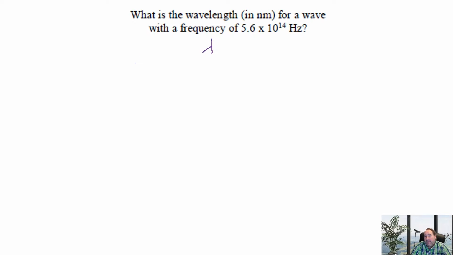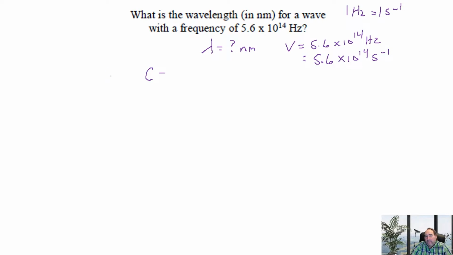So just again, to show you how you could use these formulas here, we're looking for the wavelength in nanometers. We do have the frequency given to us at 5.6 times 10 to the 14 hertz. A reminder that a hertz is the same as a reciprocal second. It is a 1-to-1 relationship, which means that this frequency is really 5.6 times 10 to the 14 reciprocal seconds.